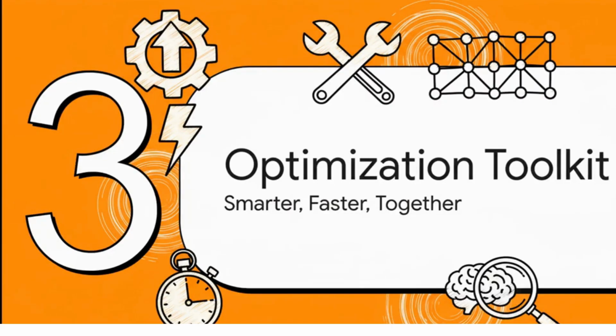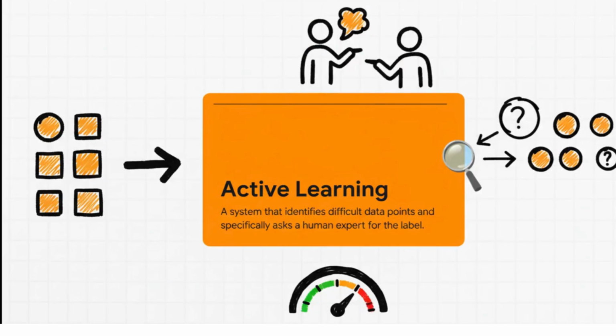Okay, so we've covered all these different ways a model can learn, but how do we make sure it learns well? How do you go from a decent model to a truly world-class one? That's where we get into the optimization toolkit, the techniques that make everything smarter, faster, and more accurate. This first one is all about smart collaboration between human and machine.